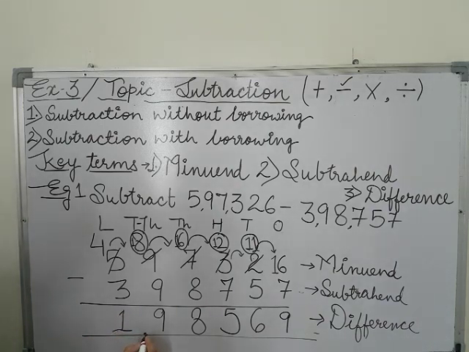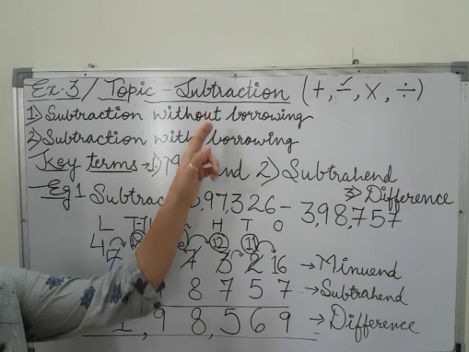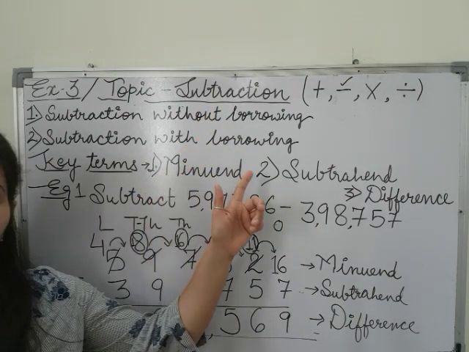So your answer is 1,98,569, which will be your difference. So children, these are the two categories: subtraction without borrowing and subtraction with borrowing.